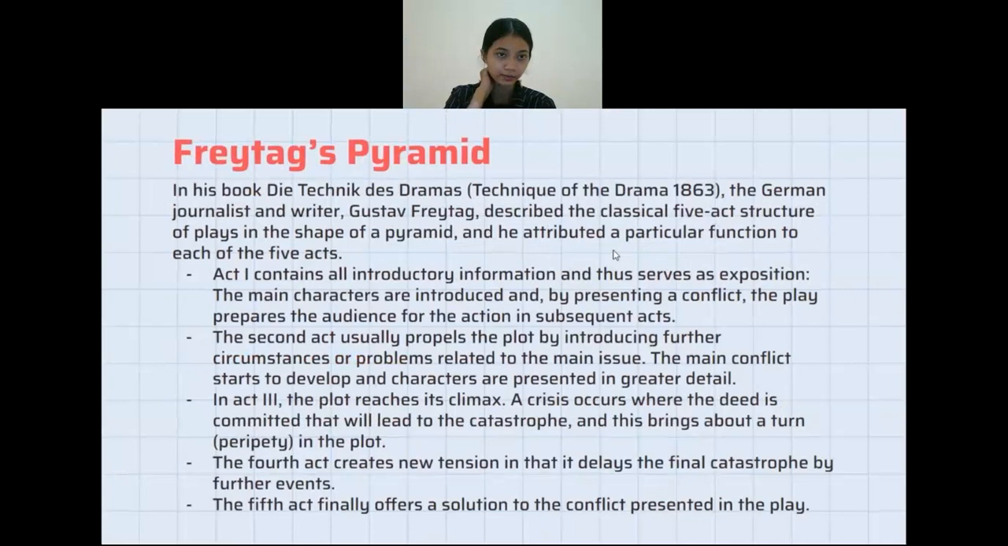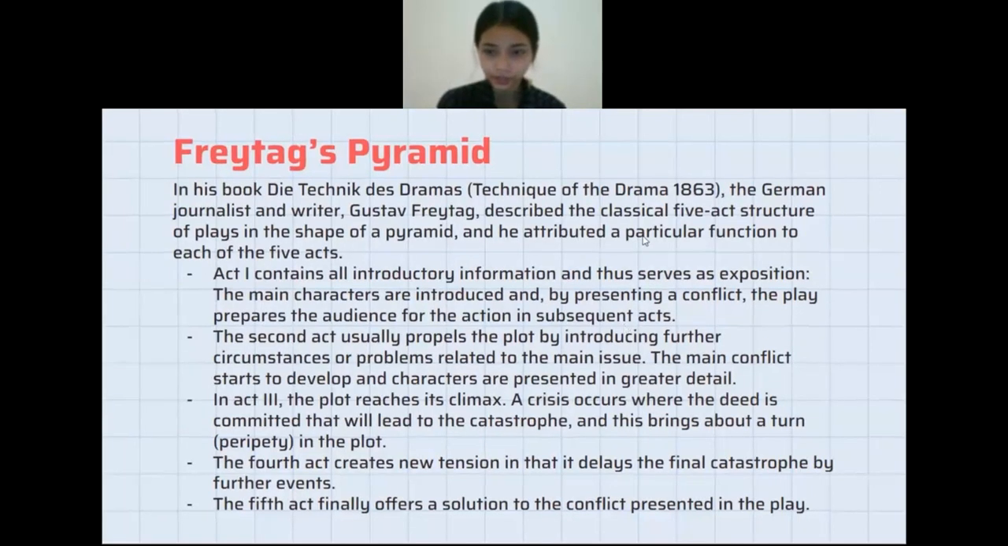Freytag's Pyramid. In his book, the German journalist and writer Gustav Freytag described the classical five-act structure of plays. He attributed a particular function to each of the five acts. The first one contains all introductory information and thus serves as exposition. The main characters are introduced, and by presenting a conflict, the play prepares the audience for the action in subsequent acts. The second one usually propels the plot by introducing further circumstances or problems related to the main issue.